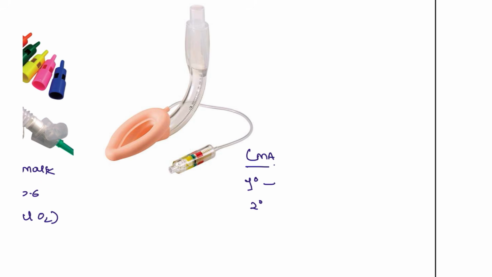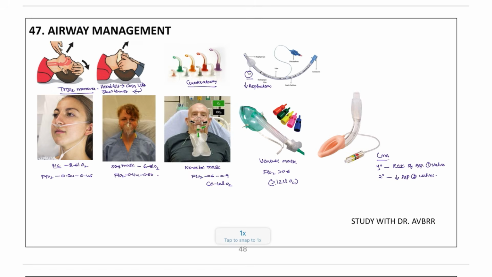First generation will have the risk of aspiration because only a single valve is present. Second generation has a decreased risk of aspiration because it consists of two valves. Okay, two valves are seen.